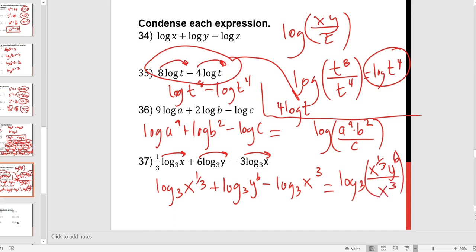I'm fine with that. You could try to rationalize this and mess with it. I would also accept that 1/3 as the 3rd root of x. If you wanted to put it like that, times y to the 6th over, I would accept that as well. But either way, just make sure that you know how to condense them. Move the exponent first, and then bring them together. Adding turns into multiplying, subtracting turns into division.